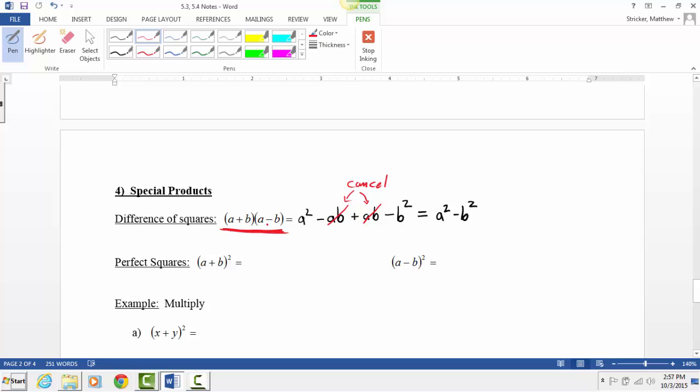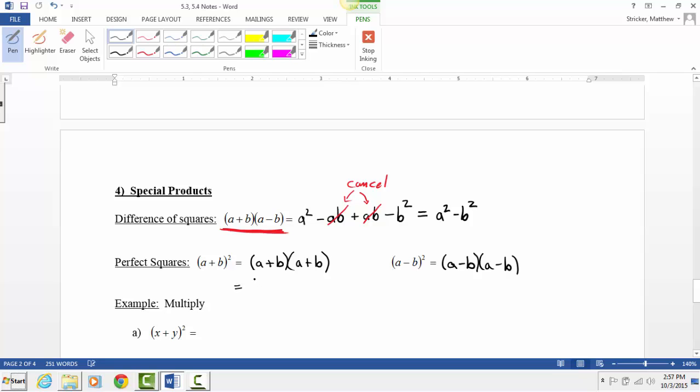Now that's a little bit different than when we have a plus b squared, because remember what the exponent means is you take the base and you multiply it by itself twice. So this means to take a plus b and multiply it by itself. Likewise, a minus b squared means to take a minus b times itself. And here we do not see the middle terms cancel.